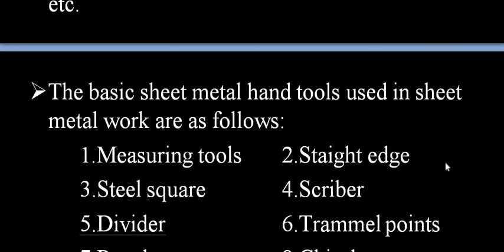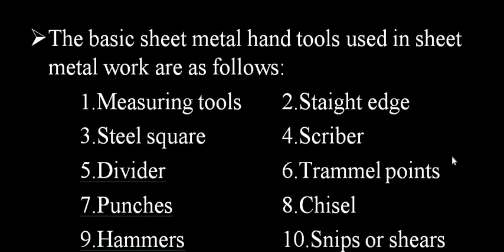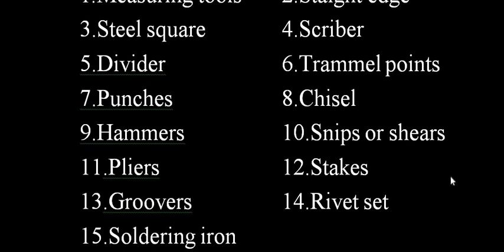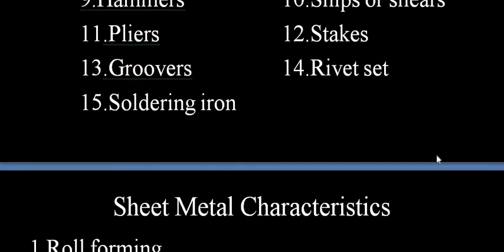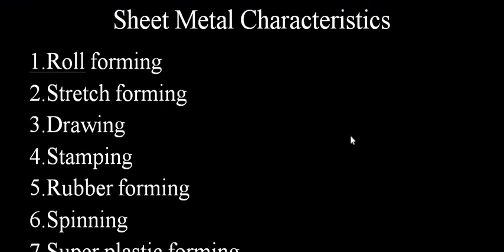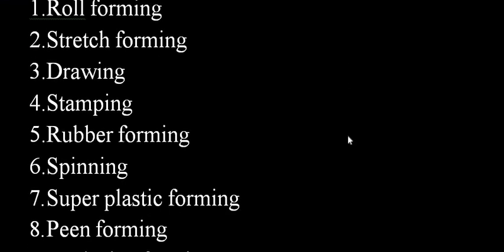The basic sheet metal hand tools used in sheet metal works are as follows: measuring tools, steel square, divider, punches, hammers, pliers, straight edge, scriber, trammel points, chisel, snips or shears, stakes, grooves, rivet set, soldering iron, etc. Sheet metal forming processes: roll forming, stretch forming, drawing, stamping, rubber forming, spinning, superplastic forming, pin forming, explosive forming, magnetic pulse forming, etc.